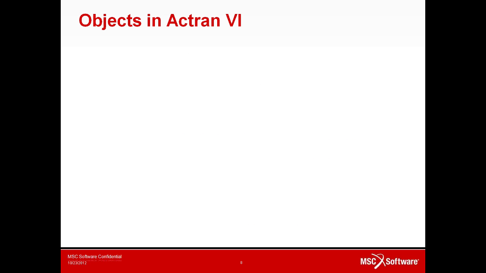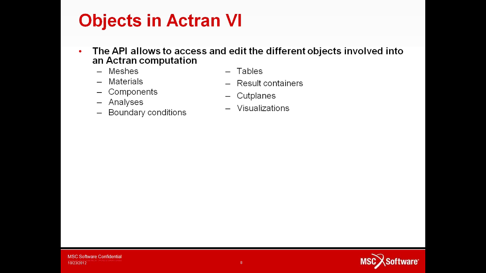As indicated, an API provides a full set of functions and object types which can be used. The complete list of functions and object types is documented within the Actran VI User's Guide. But we will review in this section a basic list of these to explain the philosophy of the API content. The type of objects that are accessible within Actran VI is very similar to the type of concepts present in an Actran computation. Among others, the API can access materials, meshes or domains, components, boundary conditions, analysis, tables, or visualization and result containers for post-processing operation.